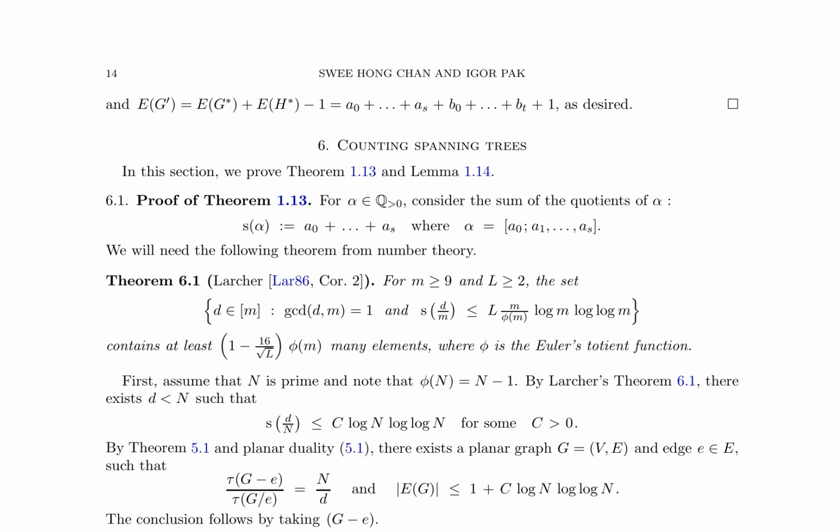By applying this theorem and planar duality, the authors construct a planar graph G and edge e, such that τ(G, e) equals n/d, where d is an integer coprime to n, and |E(G)| is less than or equal to 1 plus c log n / log log n.